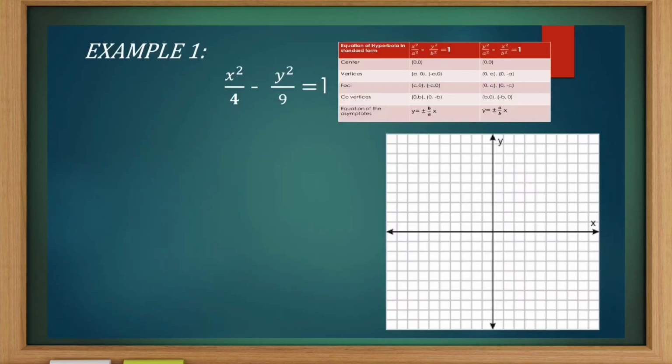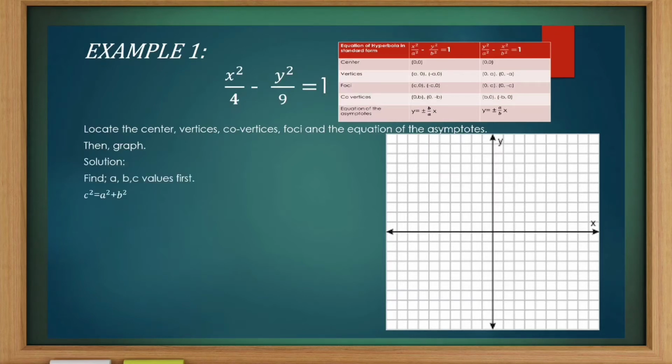Example number 1. We have an equation x squared over 4 minus y squared over 9 equals 1. The question is, locate the center, vertices, co-vertices, foci, and then the equation of the asymptotes, then graph.